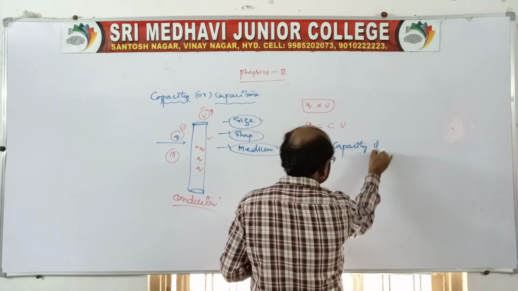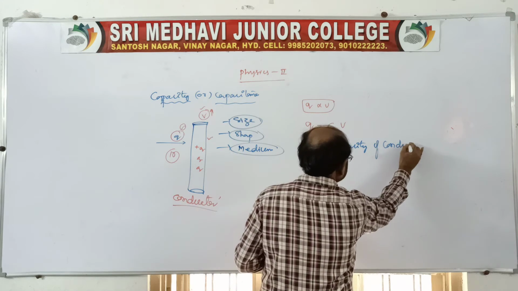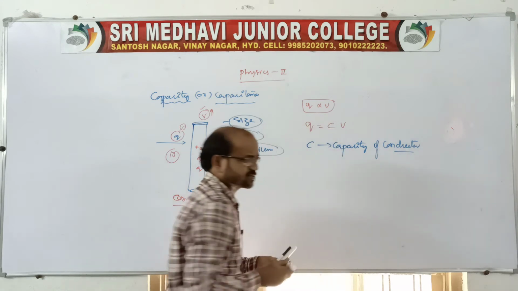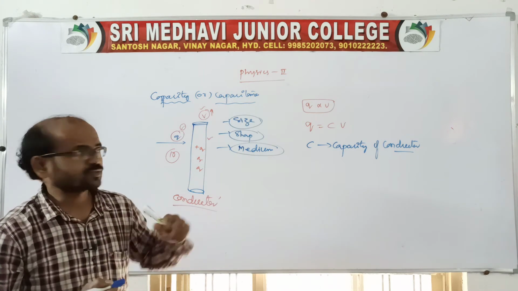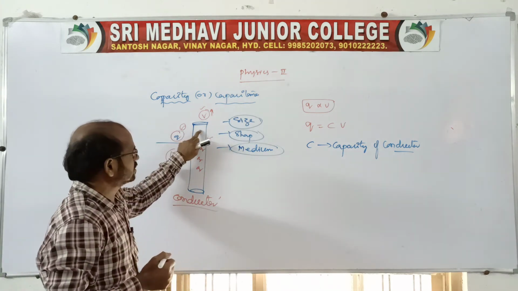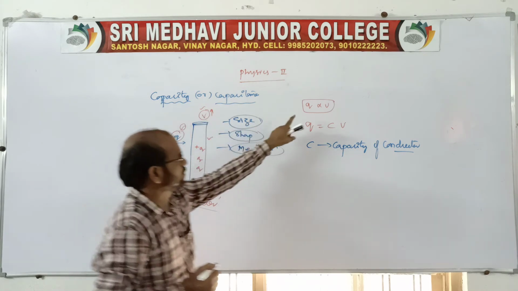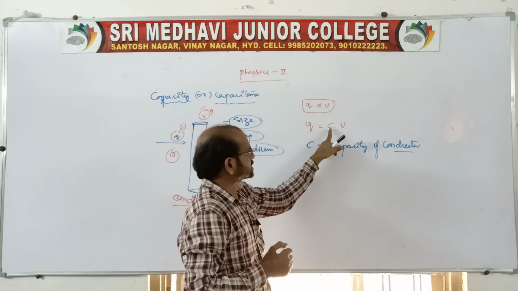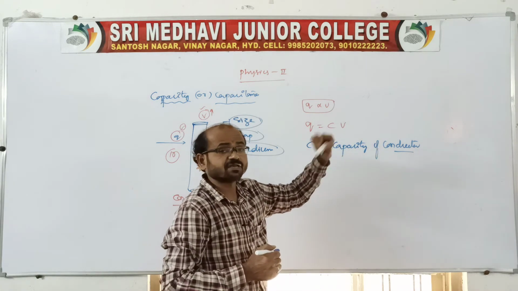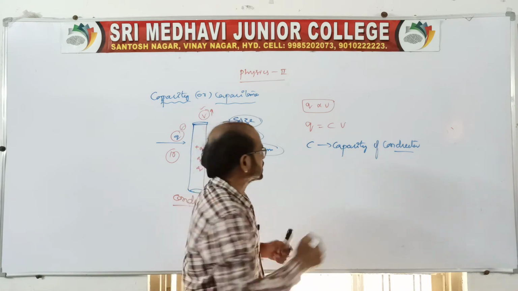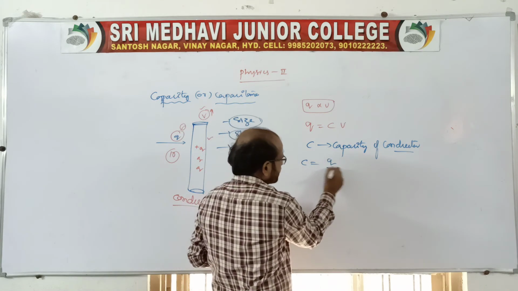Capacity of the given conductor. Remember, this is about the capacity of an isolated conductor, because when charges are given, its potential increases, therefore Q is directly proportional to V. Q is equal to CV. C is nothing but the capacity of that given isolated conductor, so C is equal to Q by V.